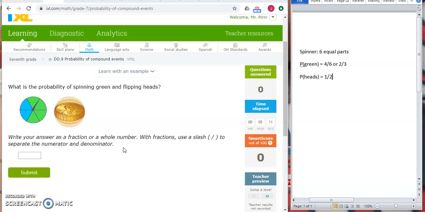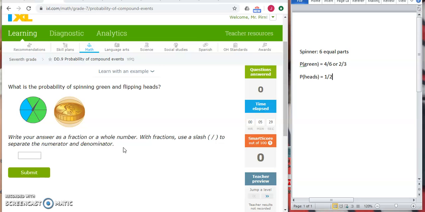Excuse me. Okay, so we have a sneezing attack here on YouTube. Very exciting. So we have a 2/3 probability for the spinner and a 1/2 probability for the coin.